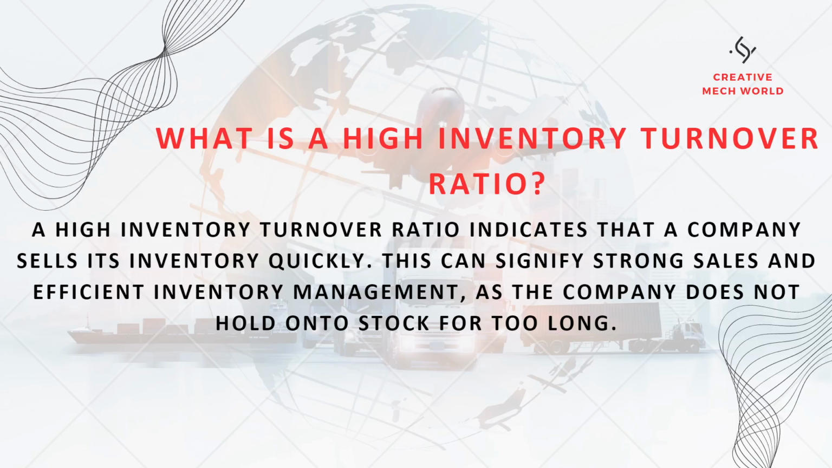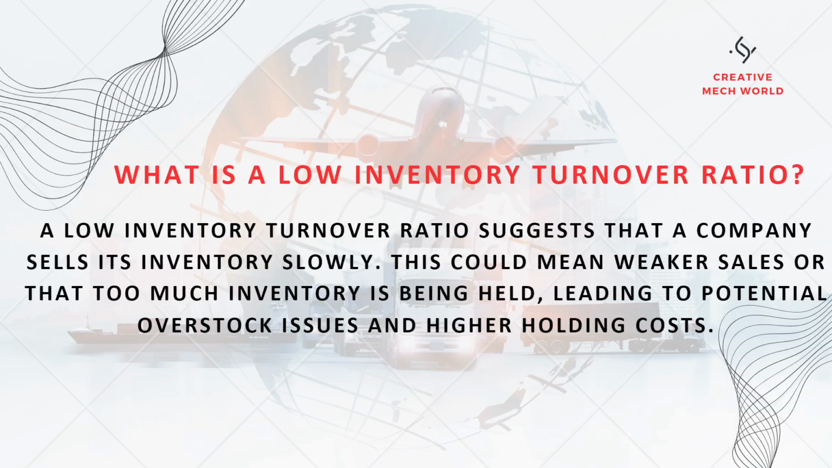This is what I have written in the next slides. When you have a higher inventory turnover ratio, it simply says that your company is selling the inventory very quickly, you have a strong sales team and efficient inventory management techniques, and the company doesn't hold onto stock for too long, because your sales are higher. And when you have a lower inventory turnover ratio, that means you have a weaker sales team, you are holding too much inventory, leading to potential overstock issues and higher holding cost. Basically you will have high holding cost if you have higher inventory, and ultimately your inventory turnover ratio will be very low.